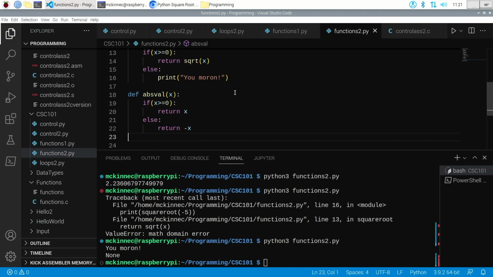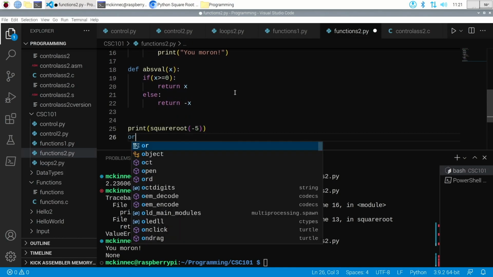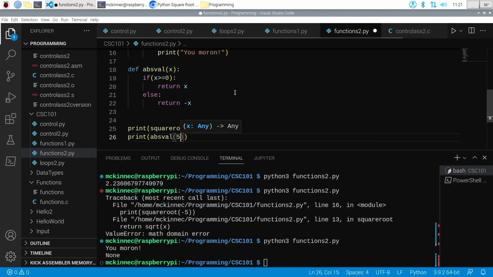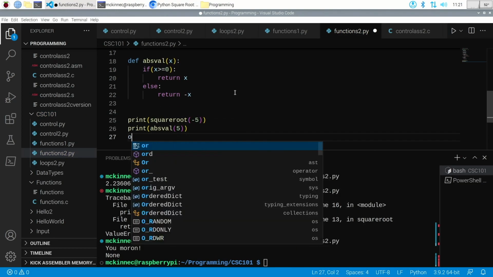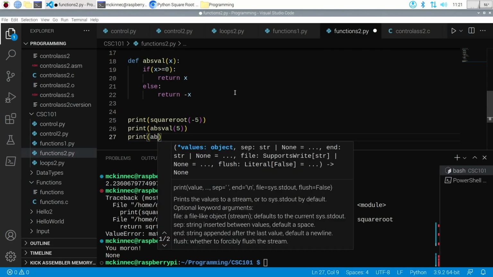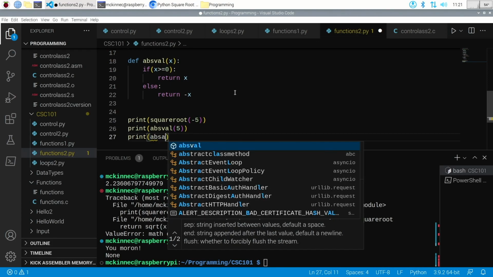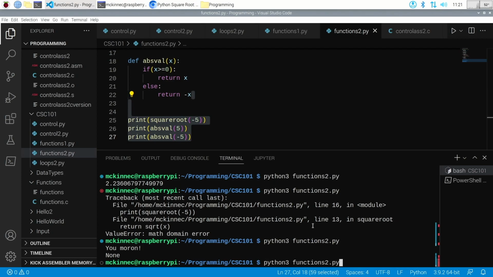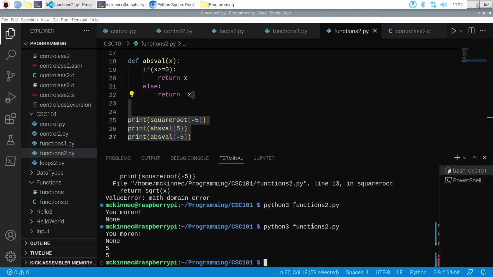Now, what about the absolute value? Could we do the same thing for it? So let's do print abs val of 5, and let's also do print abs val of -5. Good. So what should we get printed this time? Two copies of 5, right? What's the absolute value of 5? 5, it's already positive. And what's the absolute value of -5? -5. Or I mean 5, sorry.